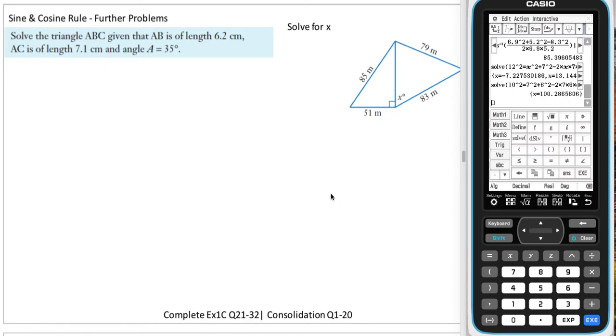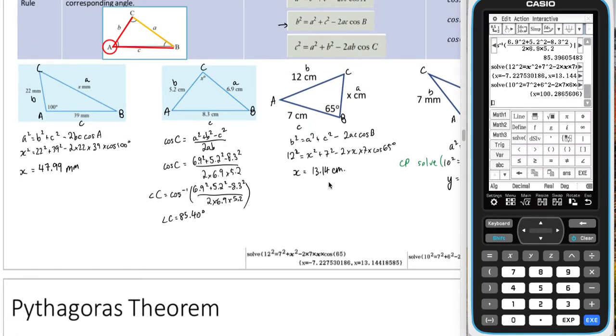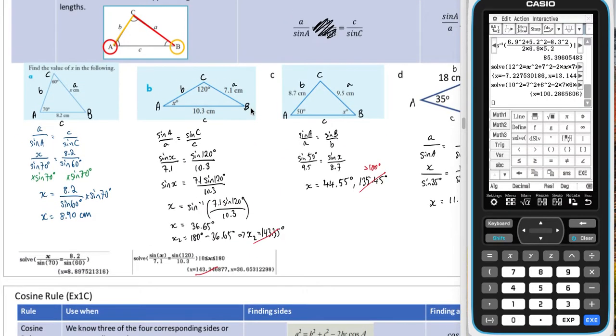In this video, we'll be looking at doing some further problems using the sine and cosine rule. These aren't the trickiest problems you can get, but they're just variations of what we've done in the previous video, which is relatively routine questions. They're just giving you the unknown length or the unknown angle for both sine and cosine rule.